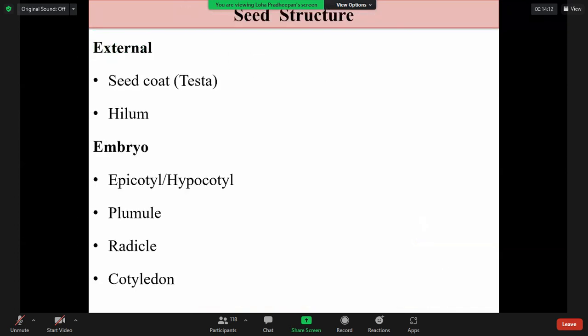So if you look into the seed structure, we have the external parts and the internal parts. Under the external parts, we have the seed coat and hilum, and in the internal part, the embryo has the plumule, radicle, cotyledon, and the epicotyl or hypocotyl that is available.